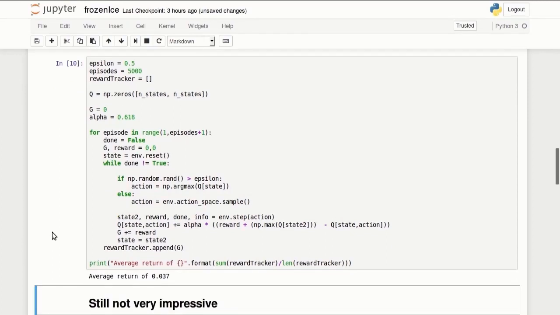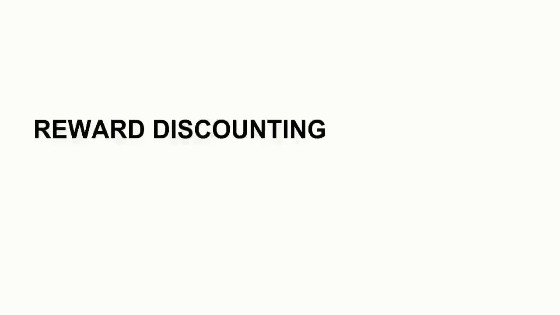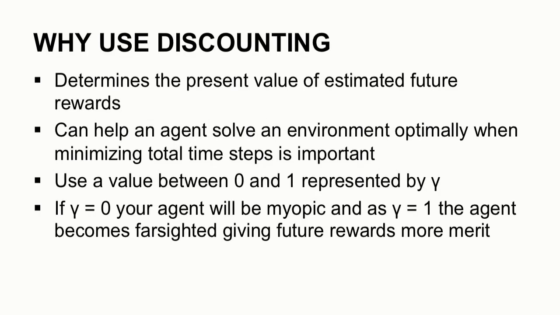This still only gives us about a 3% success rate, not very impressive. In order to achieve better results, we're going to have to add discounting as well. So what is reward discounting, and when do we want to use it? Discounting allows us to determine the present value of estimated future rewards. Think of it simply as, would you prefer $20 now versus $100 sometime in the next 3 years? Most of us would probably just take the $20.